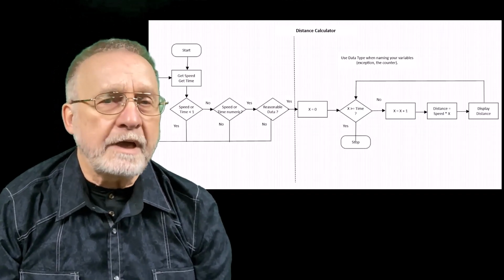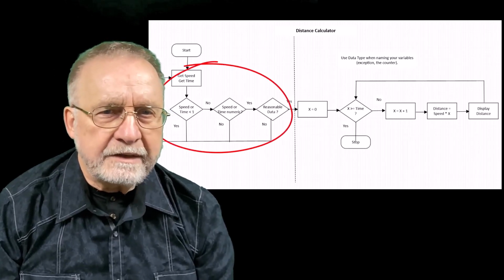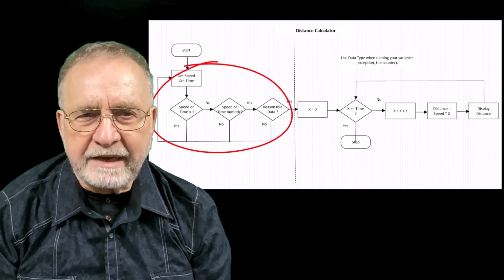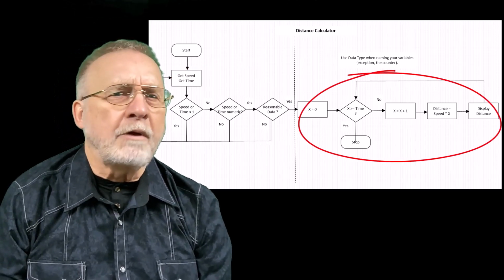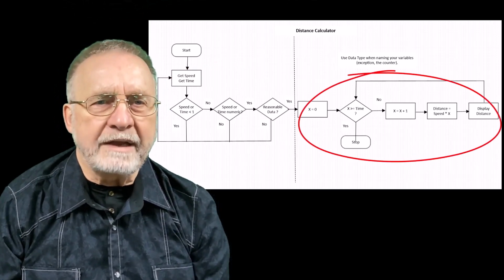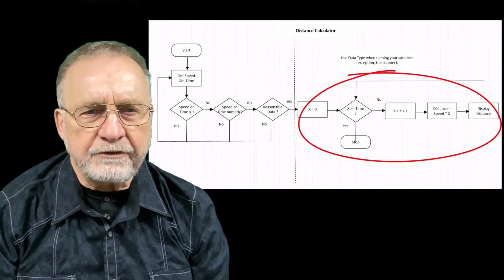Take a look at the flowchart behind me. On the left, before the dashed line, is the code needed to make sure proper data gets to the calculation portion of our program. The code on the right of the line will run flawlessly every time when proper data gets to this section. Take a look at how this is done. And we're writing the code.